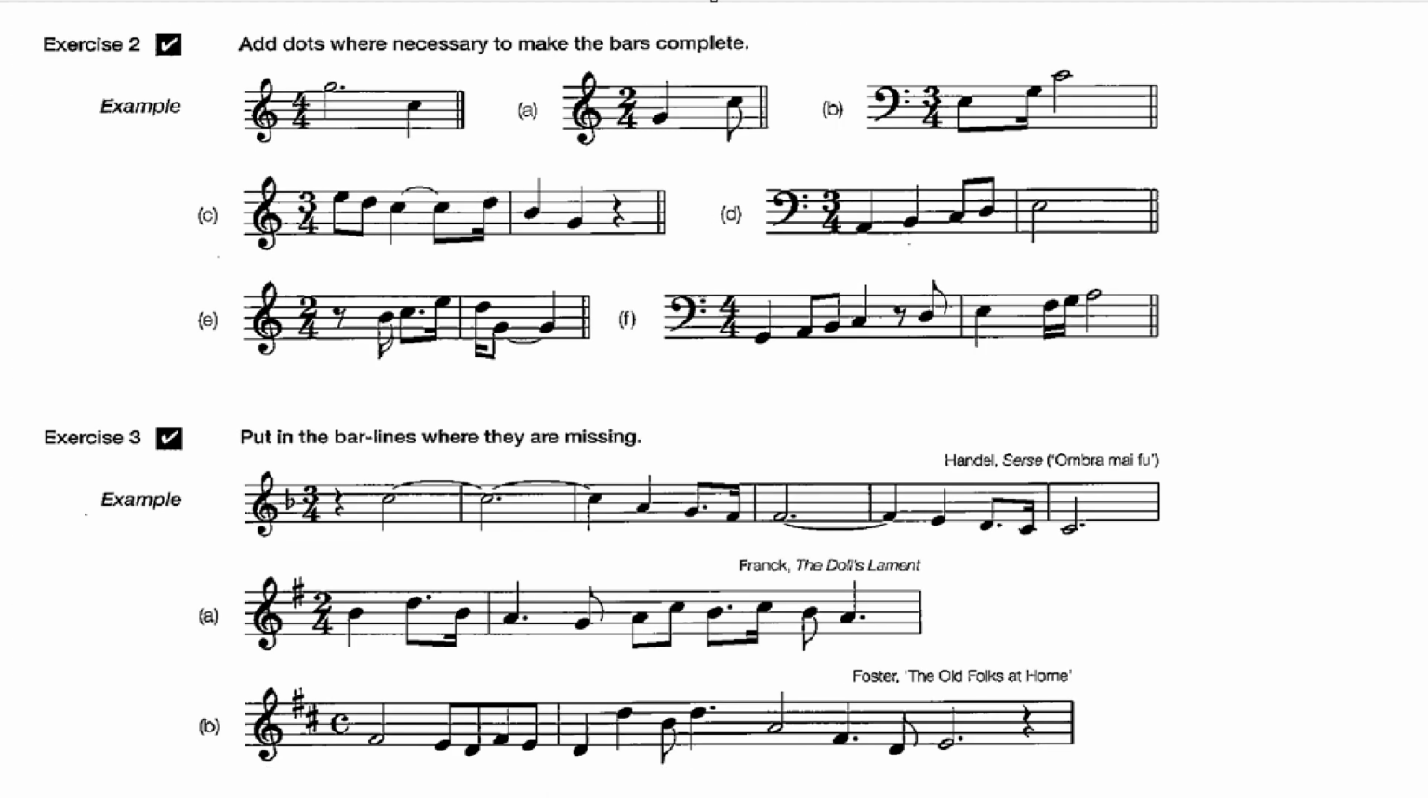Okay, so exercise 2 says add dots where necessary. The example doesn't need a dot, that's completed. They've got a dotted minim worth 3 beats, 1, 2, and 3, and a crotchet on the 4th beat worth 1 beat, so we have a complete bar. Now here we have 1 and a half beats, so that doesn't make 2, which is what we need. If we add half as much again to the crotchet, we would get 1 1/2 beats plus a half equals 2, so that's good. So we end up with 1, 2, and like this. Okay, so do.